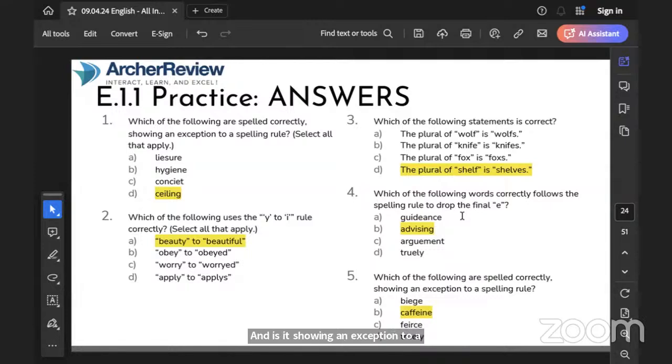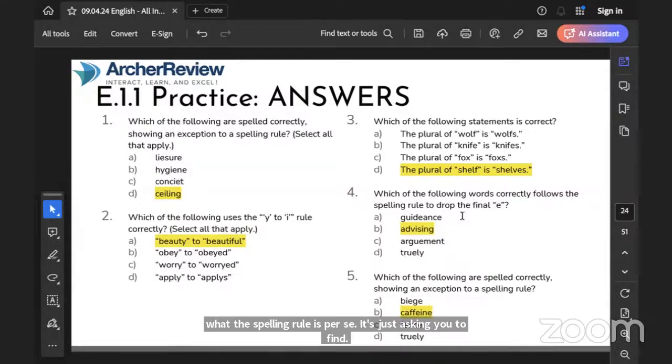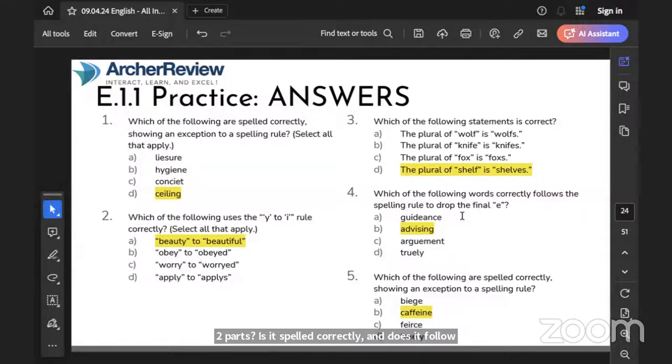With number 1, it didn't say what spelling rule we're looking for. And in number 5, it doesn't say. So it's not telling you what the spelling rule is per se. It's just asking you to find two parts. Is it spelled correctly? And does it follow an exception to any of the spelling rules?